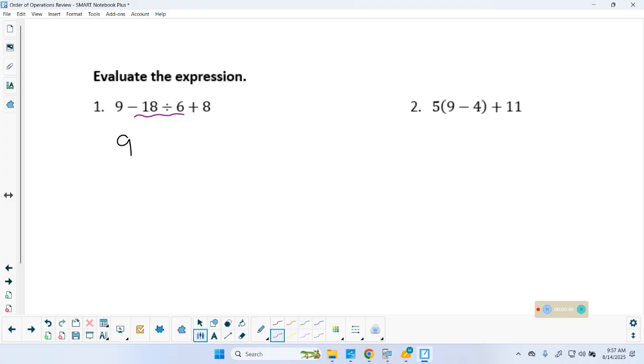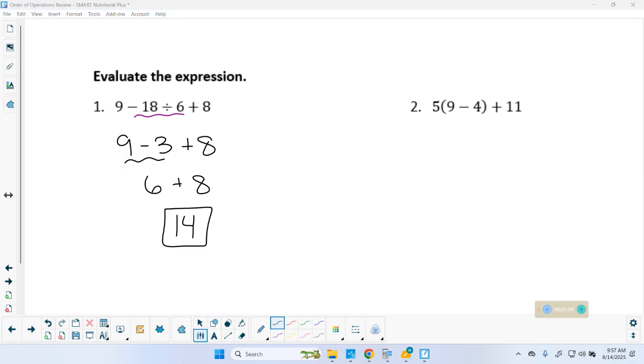So here's our 9. Negative 18 divided by 6 is negative 3. Then we have the plus 8. Now remember, with order of operations, when you have a subtraction and an addition sign, you always have to do whichever one comes first. So we have to subtract first, 9 minus 3 to give us a 6, and then add the 8. So our answer is 14.